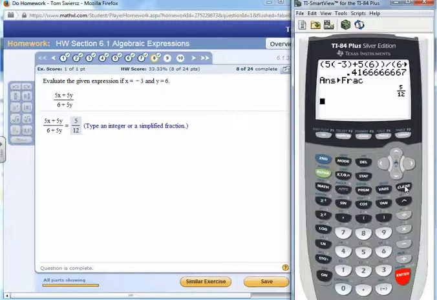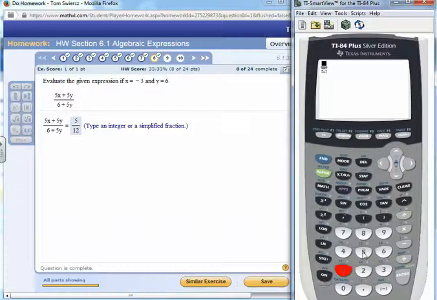Or if you have a newer version of the TI-84, you can do alpha F1, and you can put it in here. You don't have to use parentheses because it'll automatically do it correctly. It'll do the numerator and then the denominator, then divide. So 5 times negative 3 plus 5 times 6 in the numerator. Denominator is 6 plus 5 times y, which is 6. And then hit enter, and there's your answer. It automatically reduces it to 5/12. Okay? Very good.